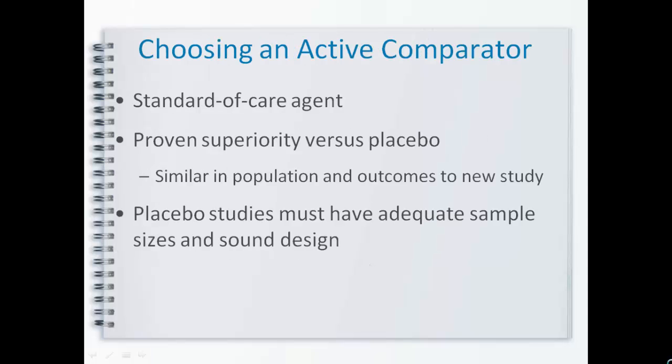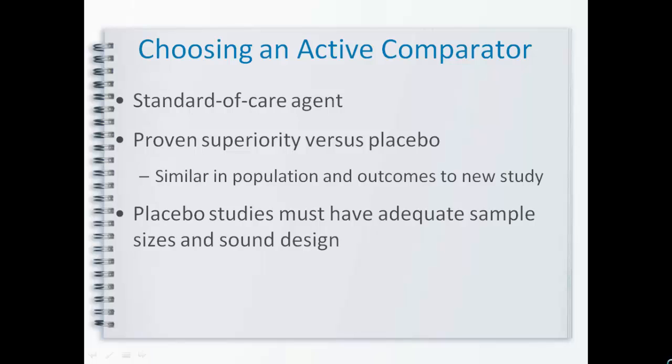For the conclusions of a non-inferiority study to be valid, it is imperative that an appropriate active comparator is selected. The active comparator is the treatment that the new intervention is being compared to. The comparator should be well established and a standard of care agent that has already proven superiority versus placebo. The studies proving the efficacy of the active comparator should be designed similarly to the non-inferiority study, especially in that they should be looking at a similar population and a similar outcome measure.